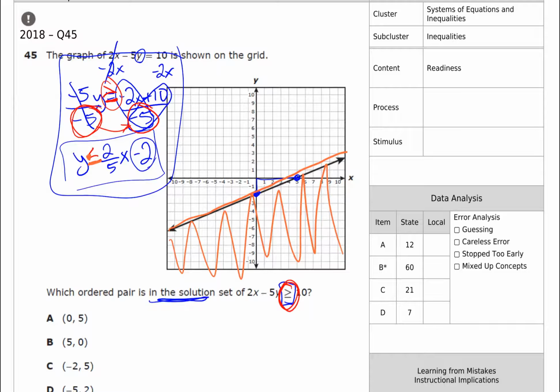All right, let's check the points. 0, 5, up 5. That's not in the solution set. 5, 0, over 5, 0. That is on the line, which is okay. It can be in the solution set. That's our answer. Negative 2, 5 was definitely not. And negative 5, 2 is definitely not.